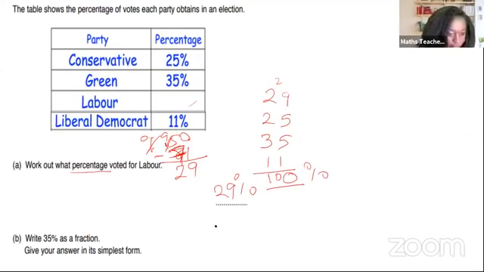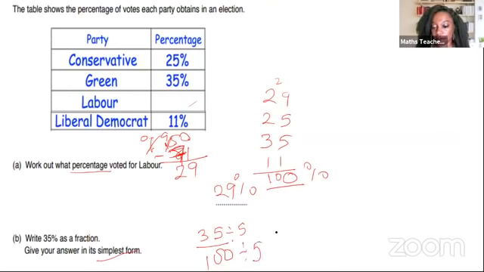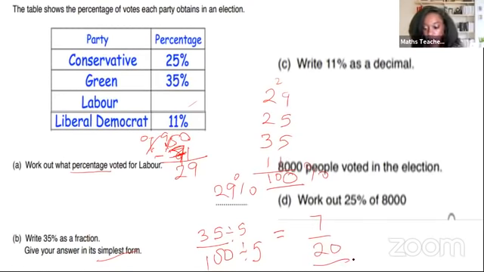Then this last question says, write 35% as a fraction. So you write 35 over 100 as your fraction, but they want it in the simplest form, guys. So you know any number that ends in 5 or 0 can be divided by 5. So you divide both by 5, okay? 35 divided by 5 is 7, 100 divided by 5 is 20. So this is what it is in the simplest form.